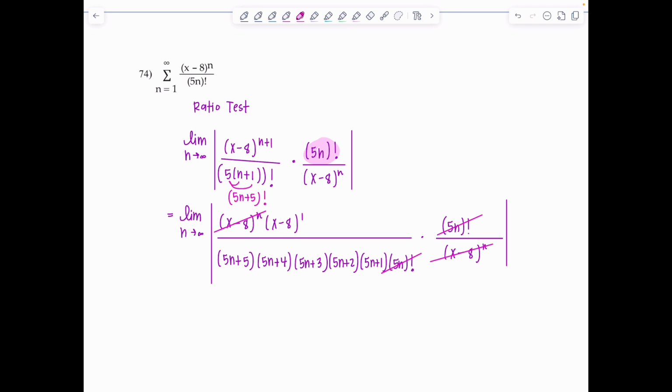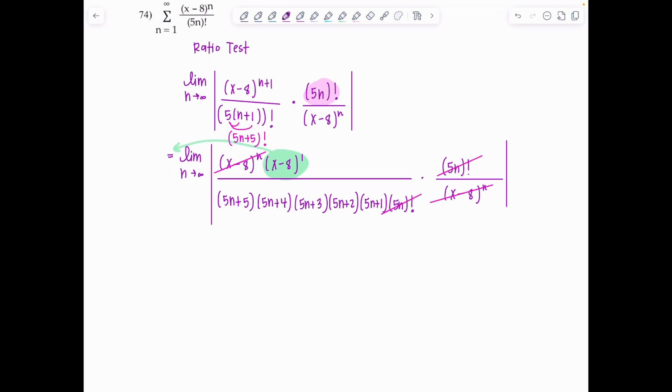And then again, if you want, you can take out absolute value x minus 8 in front of the limit because it doesn't involve n. So why not? So then we have absolute value x minus 8 times the limit as n approaches infinity. There's nothing left in the numerator, so I'm just going to have 1 over everybody that didn't cancel. So all these guys here: 5n plus 5, 5n plus 4, 5n plus 3, 5n plus 2, 5n plus 1.